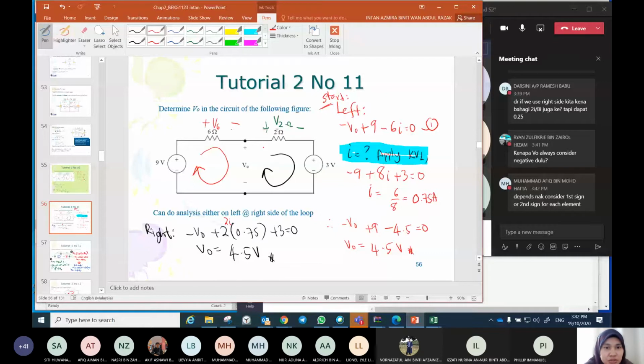Let's say you want to use the second sign, it will be positive V naught minus 2i minus 3. The sign will be opposite, but the final answer will be the same. Depends on what you want to consider, the first or the second sign, up to you because this is an equation. If you choose the first sign, you must be consistent in your equation. Any question?